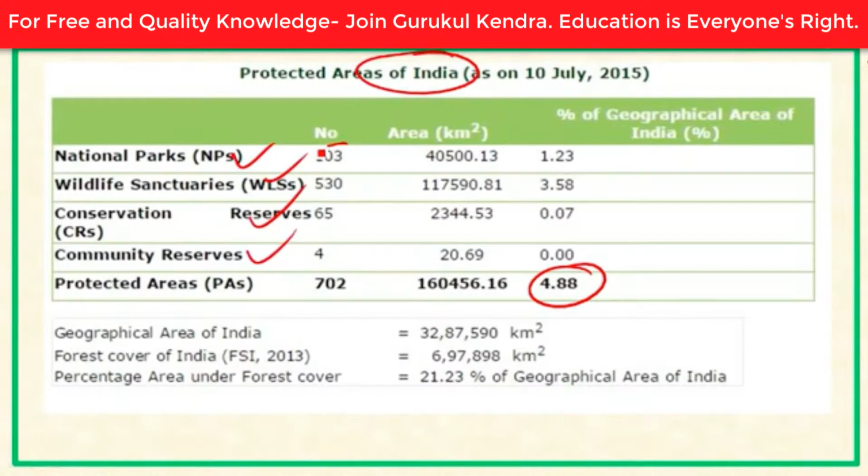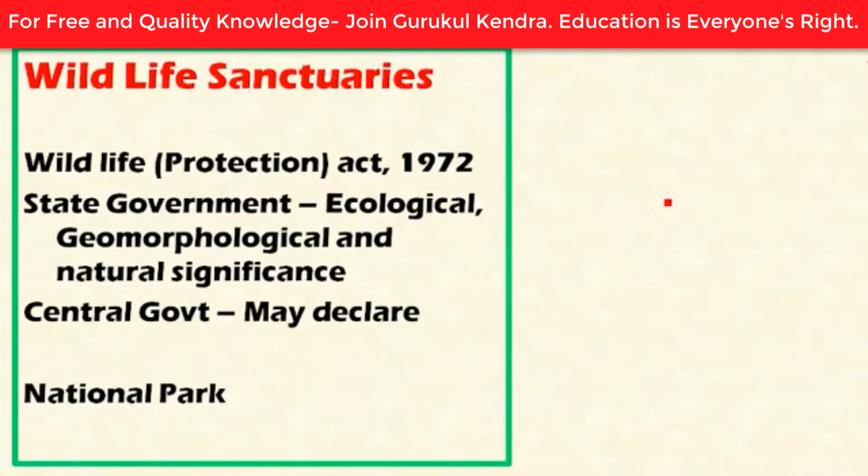We have 103 national parks, which account for 1.23% of the geographical area of the country, and 530 wildlife sanctuaries. This accounts for the major portion of the protected areas, that is 3.48% of the country's area, and we have 65 conservation reserves and 4 community reserves, and in total 4.88% of the country is classified as protected area for the conservation of wildlife. Now let's look at the wildlife sanctuary and national park in detail.